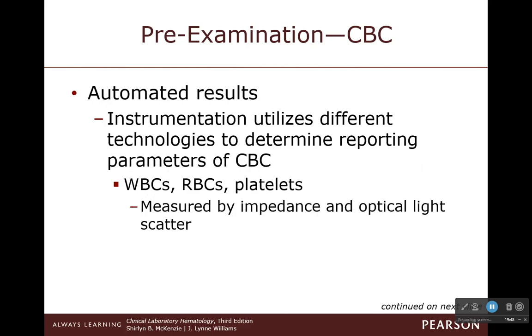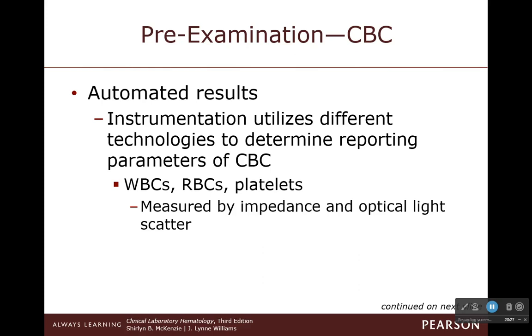So, automated results, instrumentation utilizes different technologies. One of the things about pre-examination is the reason they're putting this in here is you need to make sure your machine's working, right? The machine needs to be controlled and maintained, had maintenance done on it properly, all those kinds of things to make sure that you're going to be able to turn out good examination results, okay? So even though examination is what we're concerned with, pre-exam stuff requires maintenance of your analyzer, making sure that it's working the way it's supposed to, okay?